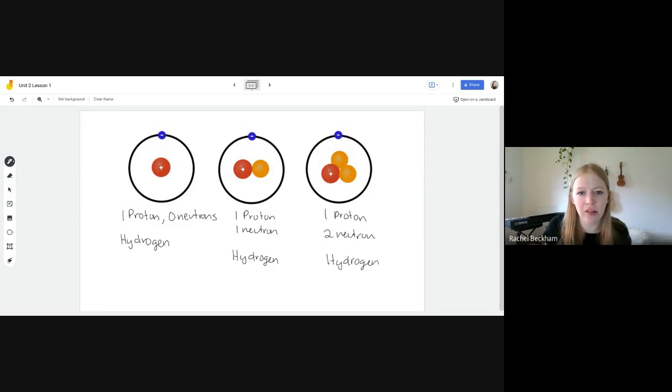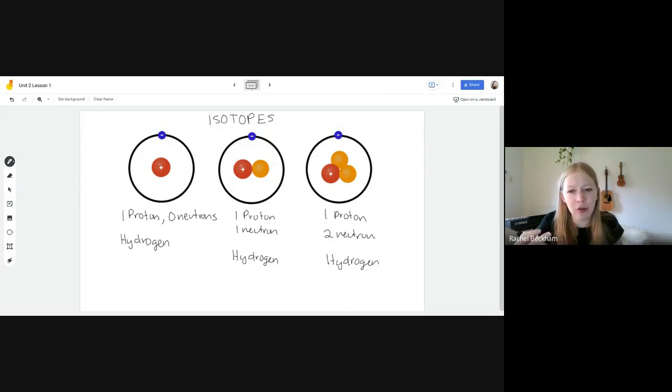So what's the difference between them? What's the difference between these 3 images? It's the neutron number, right? The neutron number is the only thing that's changing. Whenever you have the same element, but different numbers of neutrons, they are called isotopes. Isotopes are the same element, but a varying number of neutrons. That's what an isotope is.